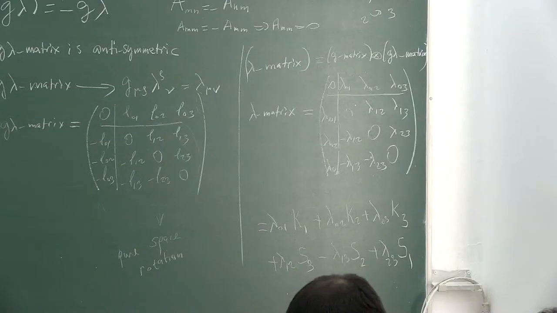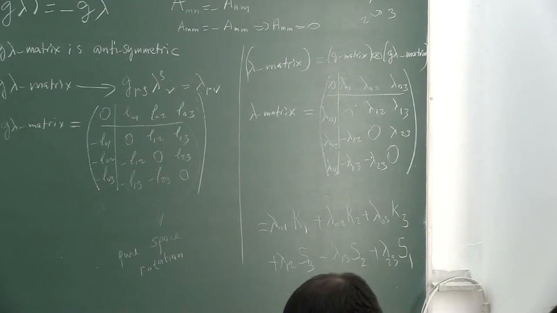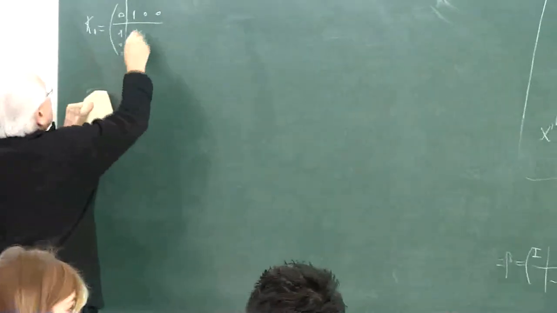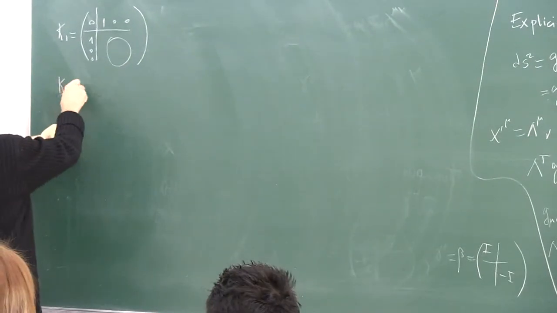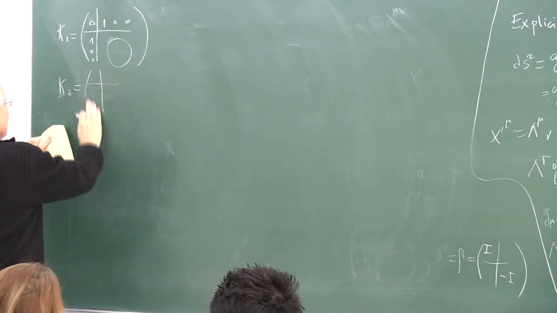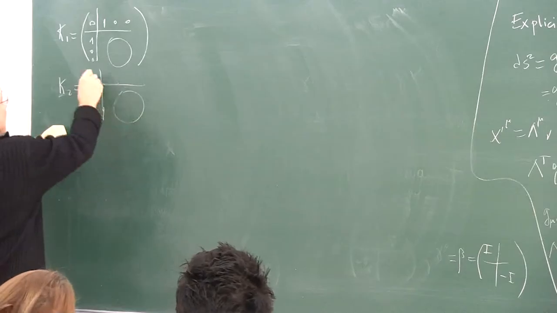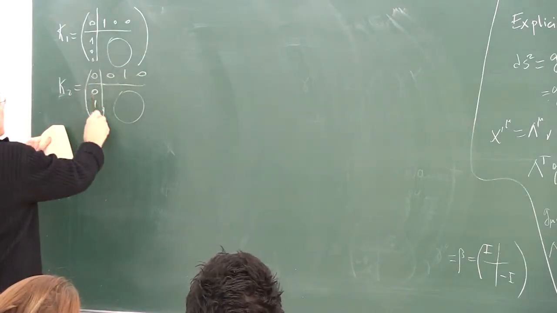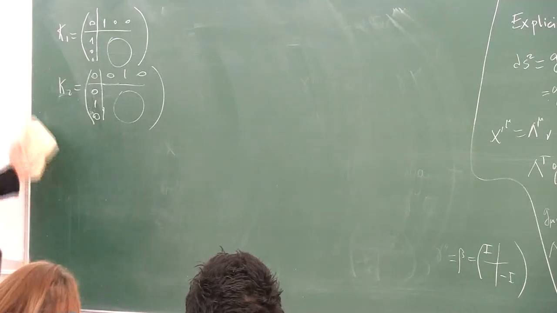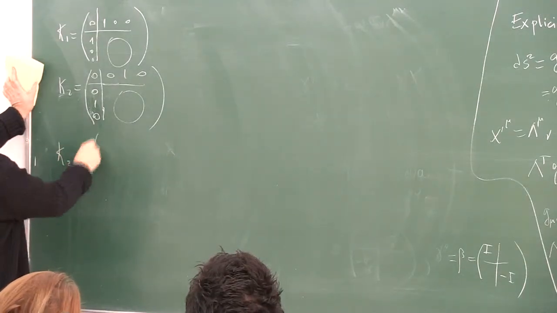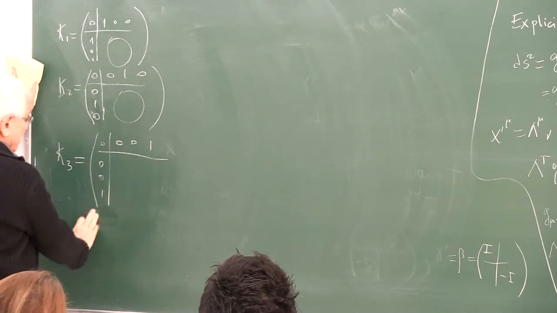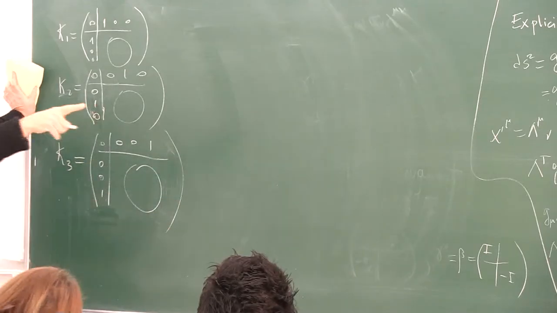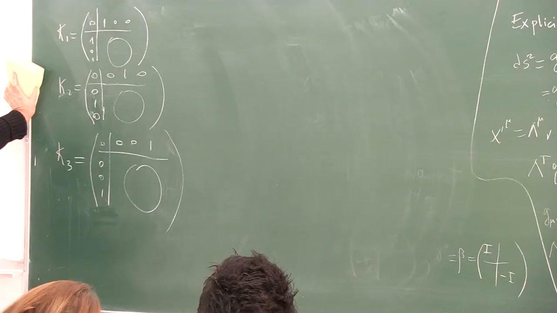Okay, so what is K1? K1 is 0, 1, 1, 0, 0, 0, 0, 0, 0. Space part is all zeros. K2 is 0, 0, 1, 0, 0, 1, 0. That's K2. And K3 is 0, 0, 0, 1, 0, 0, 1, 0. You just read it from that parameterization.